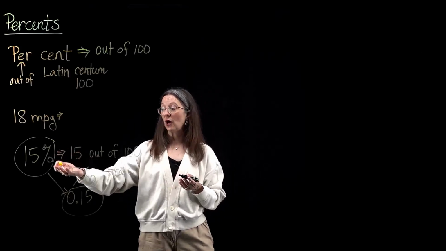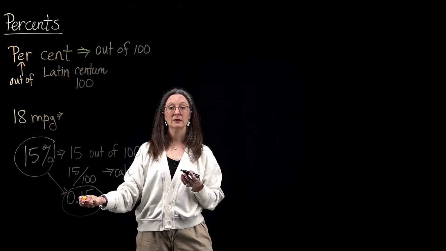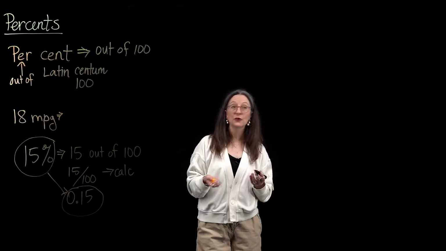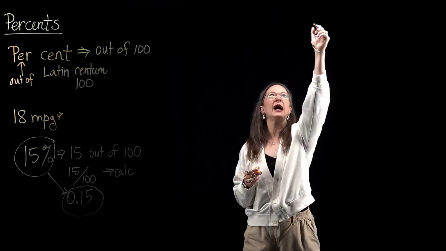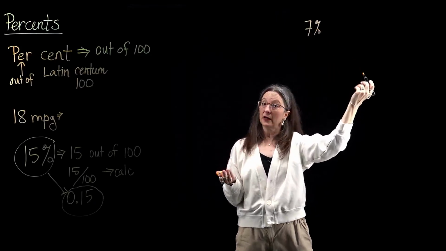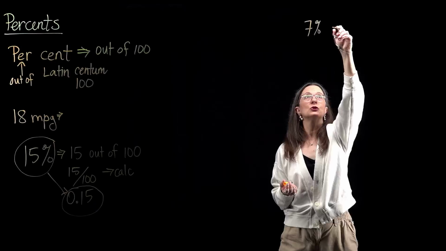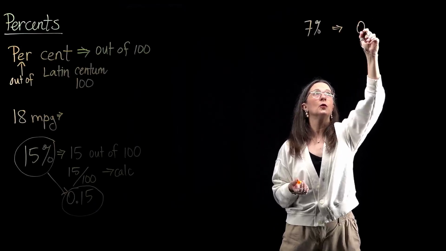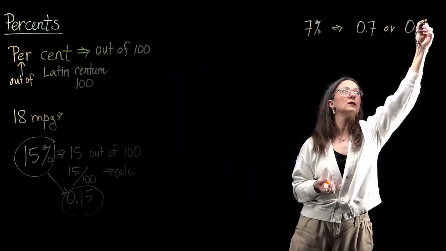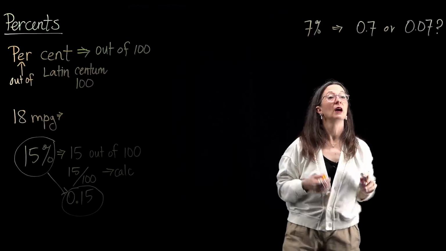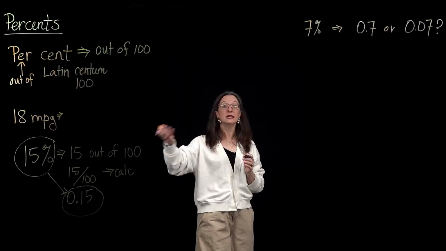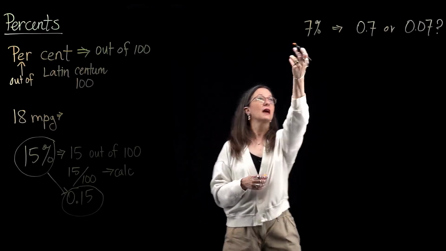Sometimes, even if you're comfortable with something like this, you can see a problem that's not quite so comfortable. So for example, if I have 7%, a lot of people will be confused. Should this be 0.7 or 0.07? I see that question a lot. So let's think about what it means.